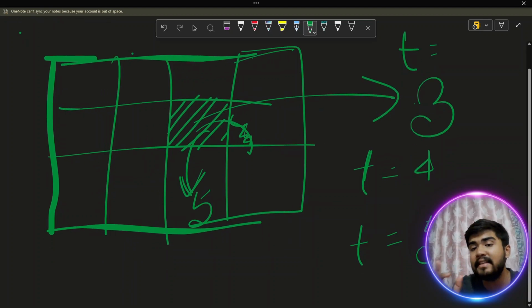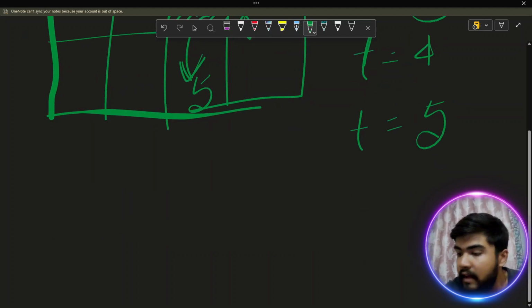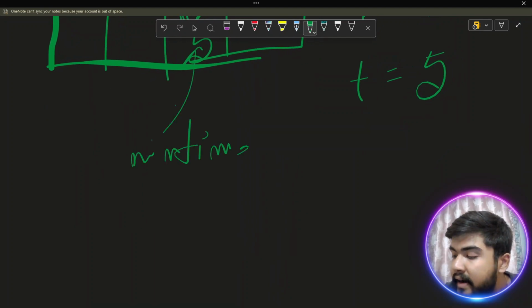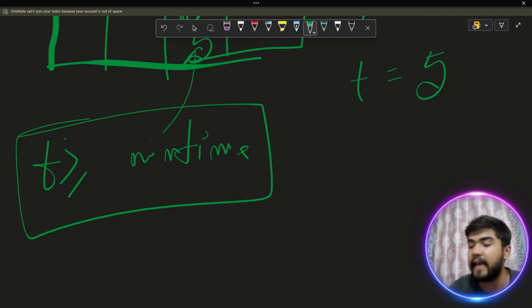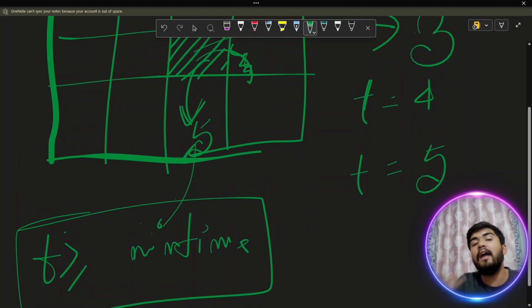Yes, because the time when you are trying to visit that cell, my current t, should be greater than or equal to the min time. If I consider this 5 as my min time and the current time is t, then t should be greater than or equal to my min time when I can start to visit that cell. So at t equals 5 we can start to visit that cell.